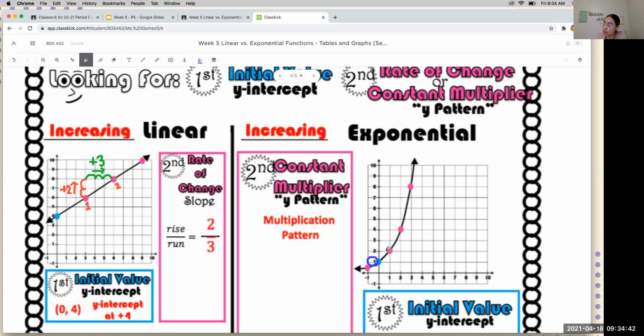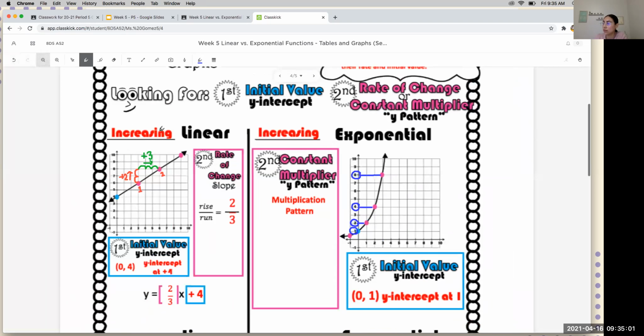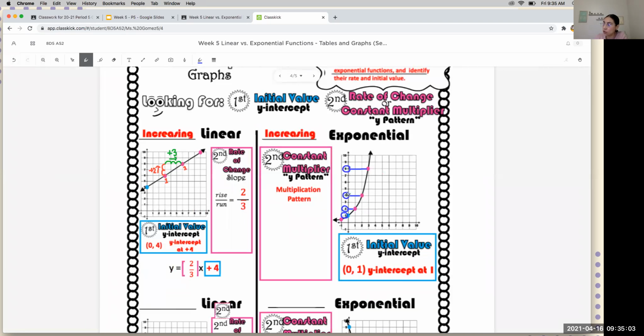So if I line that point up to the y, it gives me a 2. The next point lines up to that y value of 4. This last point here lines up to that y value of 8. So when I'm writing them down, I have the 1, 2, 4, and 8.